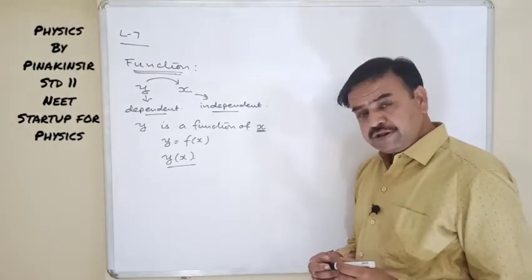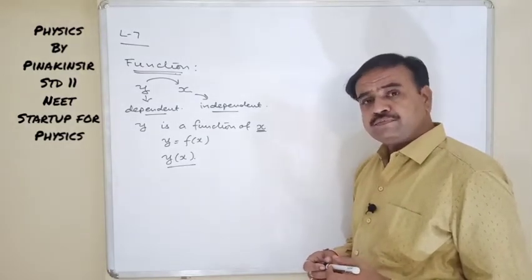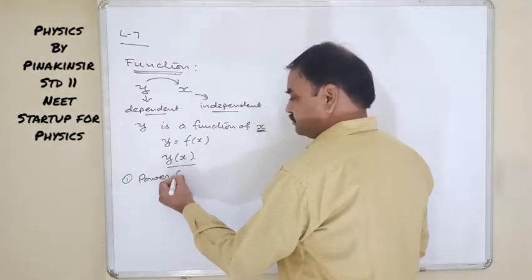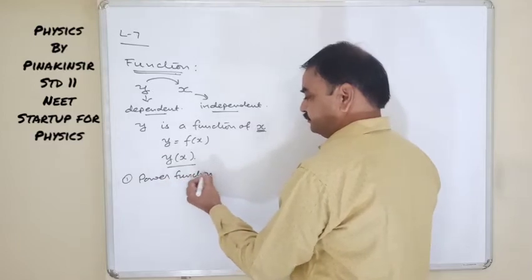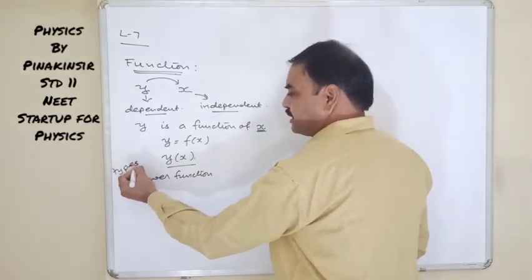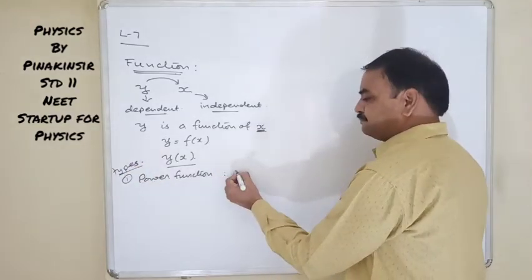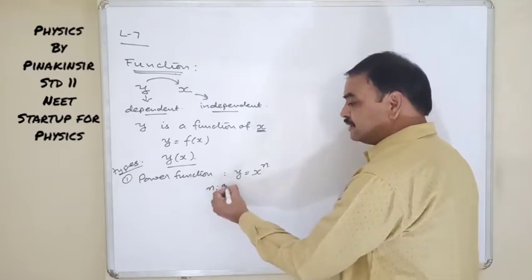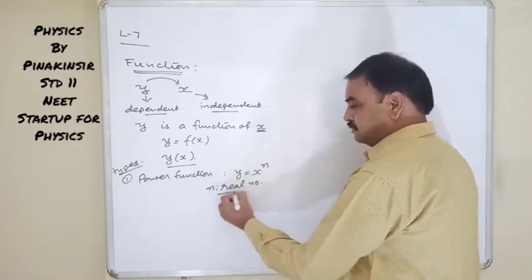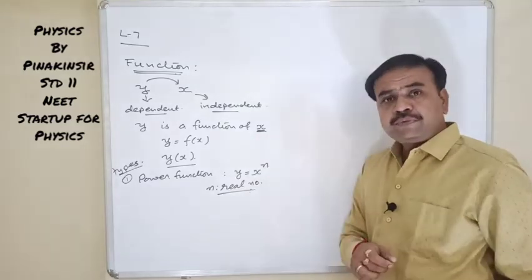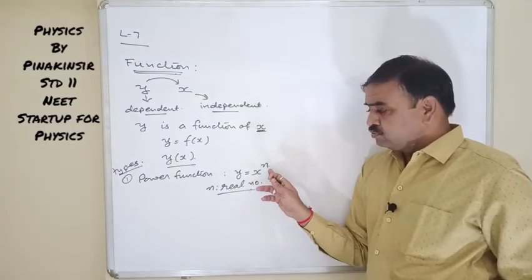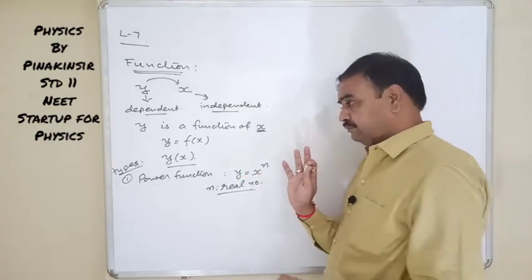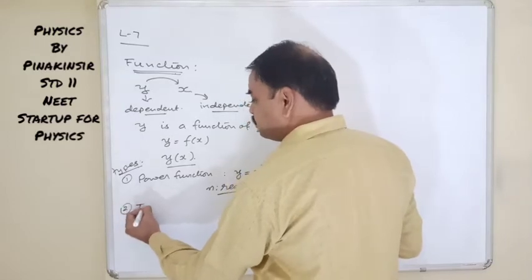In physics, we will be in touch mostly with 4 types of functions, among which one is the power function. Here we are listing just the types. Power function. Example, y is equal to x raised to n type, where n is any real number. Such types of functions are said to be power functions. See here, for n is equal to 0, the function will be constant only, because anything raised to 0 is 1 only. Number 2, trigonometric functions.